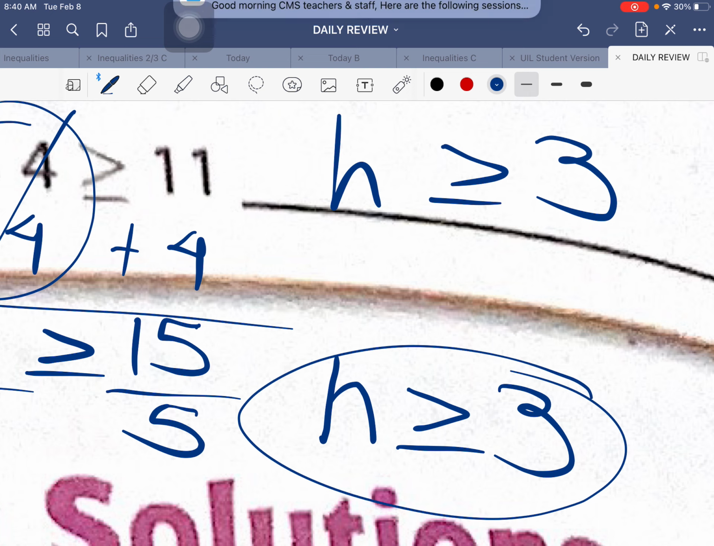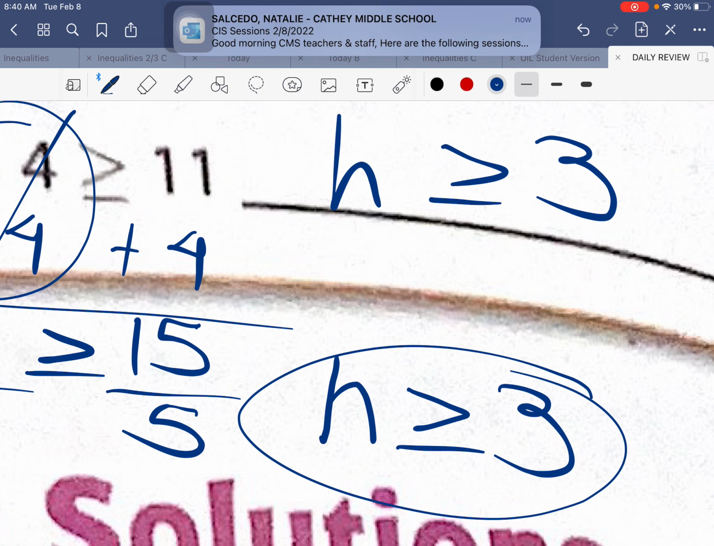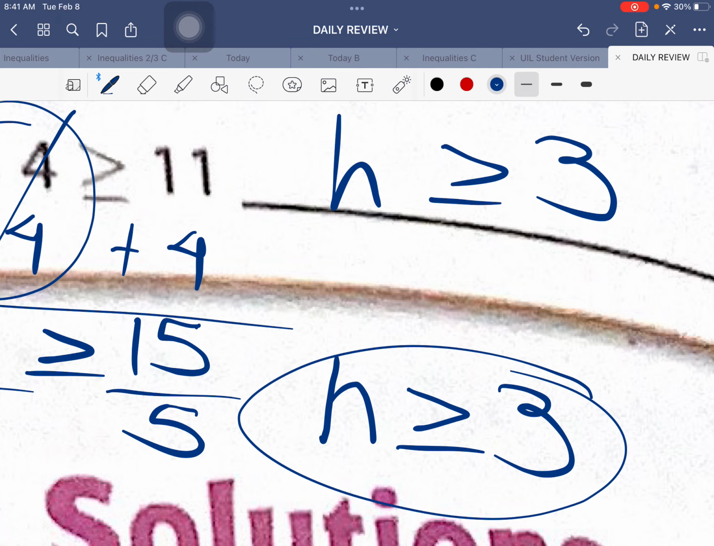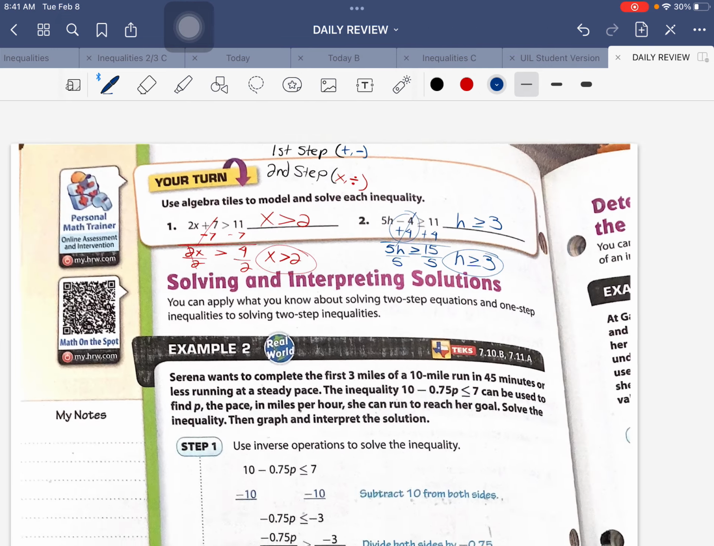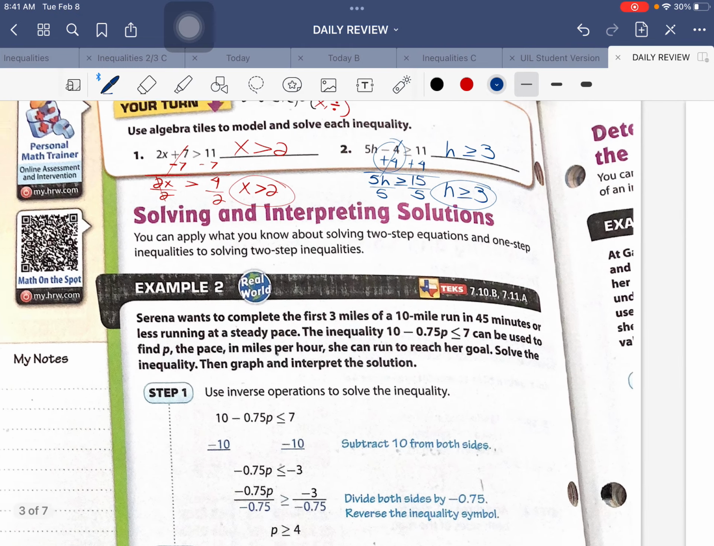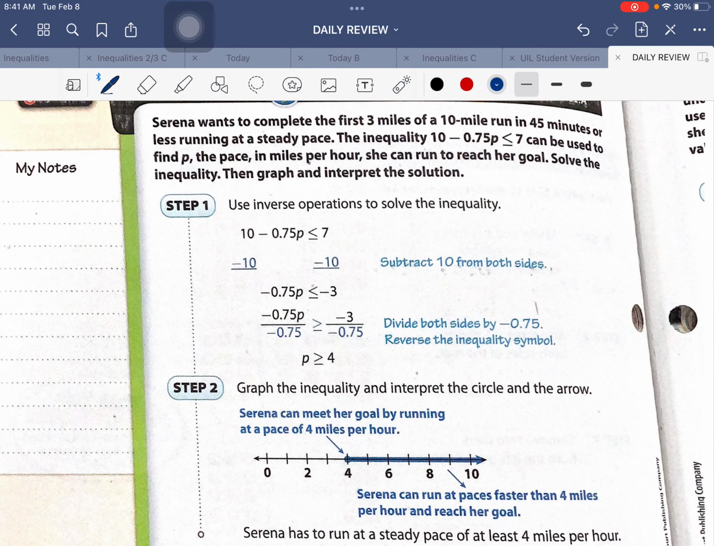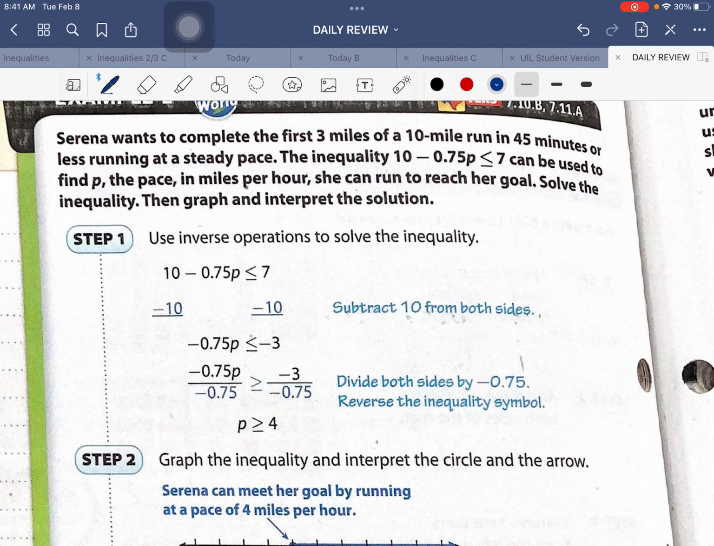Greater than or equal to, or H is greater than or equal to. Maria Jose? How do you say that? Perfect. Okay, so you know your stuff. That's very, very good. Now, I just want to make sure that you understand what happens when we are dividing by a negative.